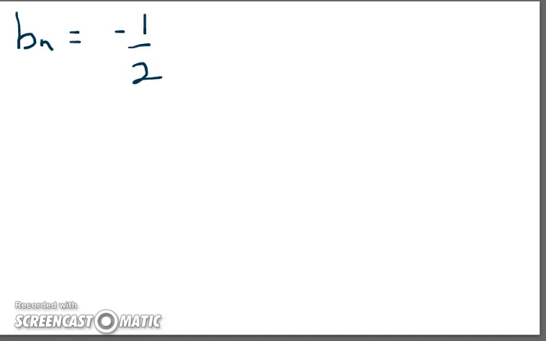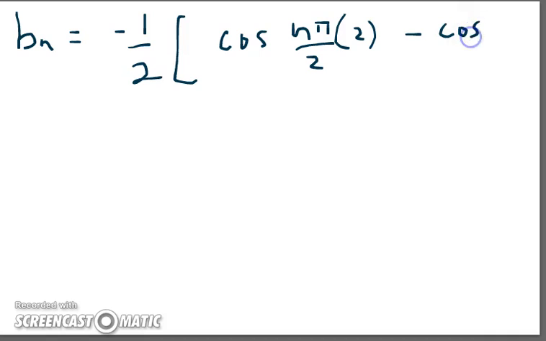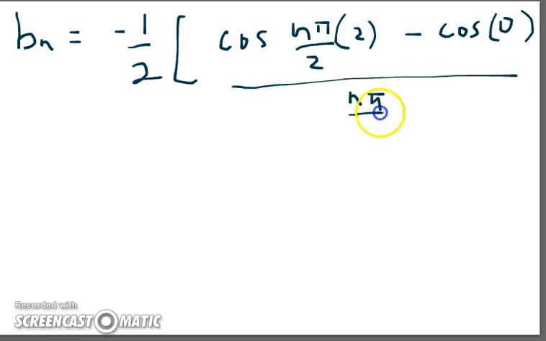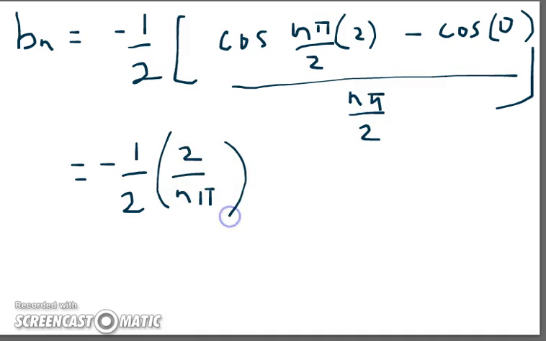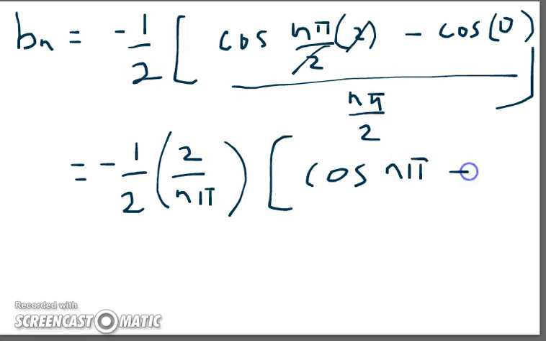Okay, because it is negative, we have cos(n pi over 2) multiplied with 2 because the t is 2 here, and then minus cos 0, multiplied with n pi over 2 which is also 0, and we have n pi over 2 here, right? Okay, so based on this we have negative half, 2 over n pi, and we only have cos n pi minus 1 because the cos 0 equals 1.